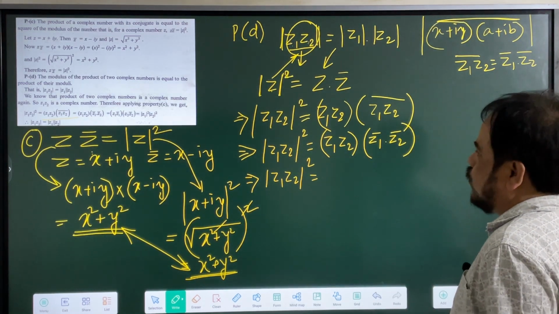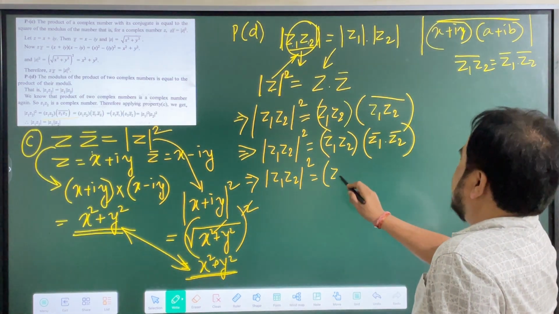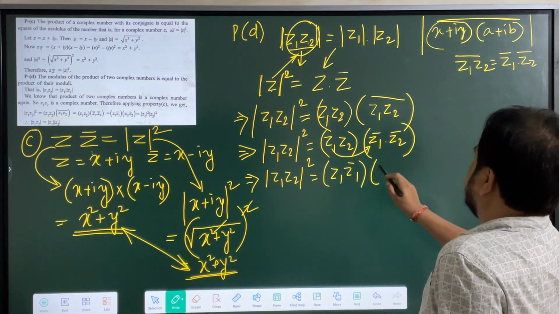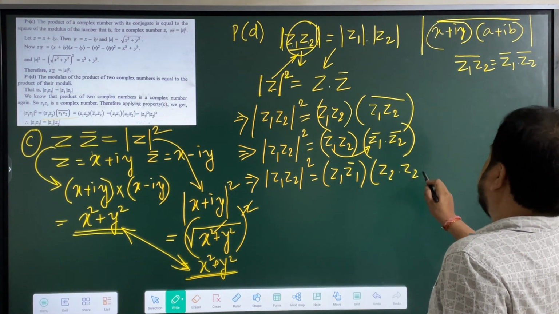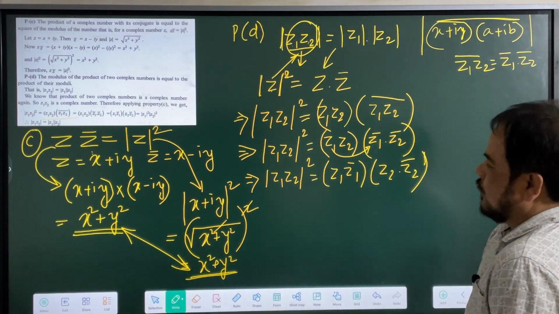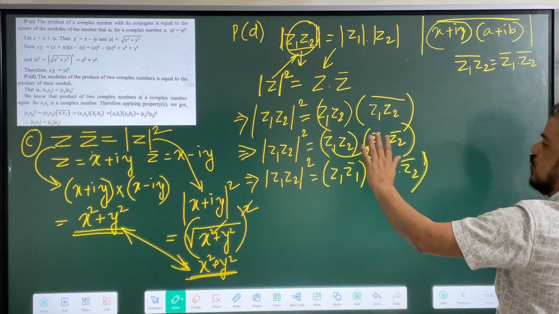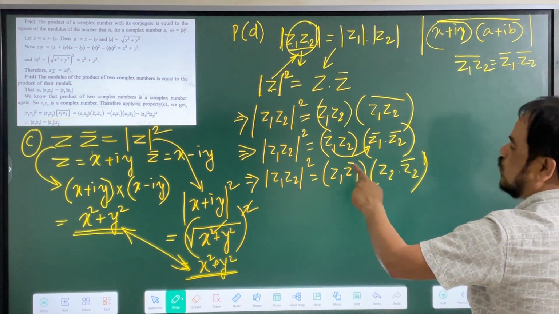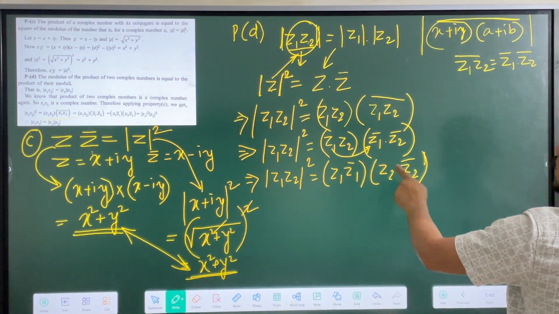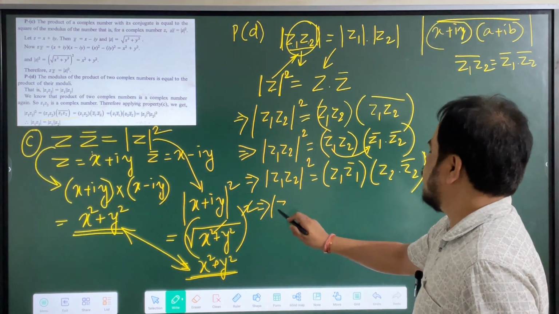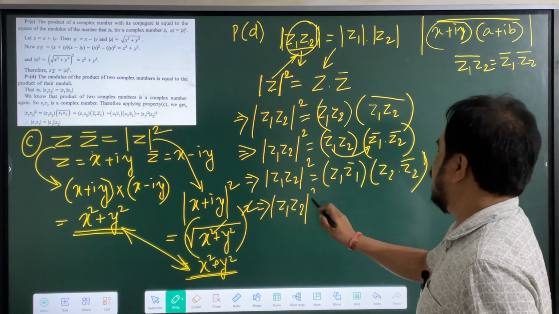Now we will multiply this way, in such a way that Z1 bar, this one and this one multiplication, Z2 bar. Nothing new here. This one and this one multiplication, everywhere multiplication, so we can add anywhere. Z1 into Z1 bar, Z2 into Z2 bar. Okay. Now Z1 Z2 square.